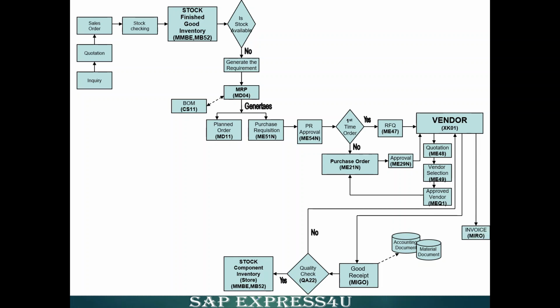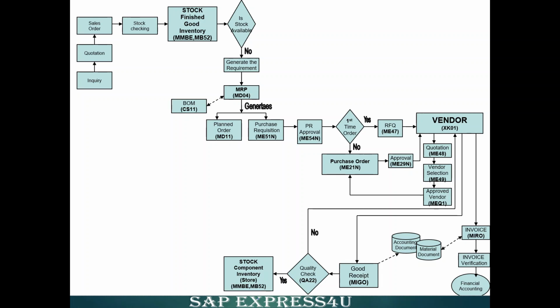After that there would be an invoice. Based on that invoice, payment will be done to the vendor. Then we will be having invoice verification, and then final financial accounting will be activated, which means you are going to make the payment to the vendor.